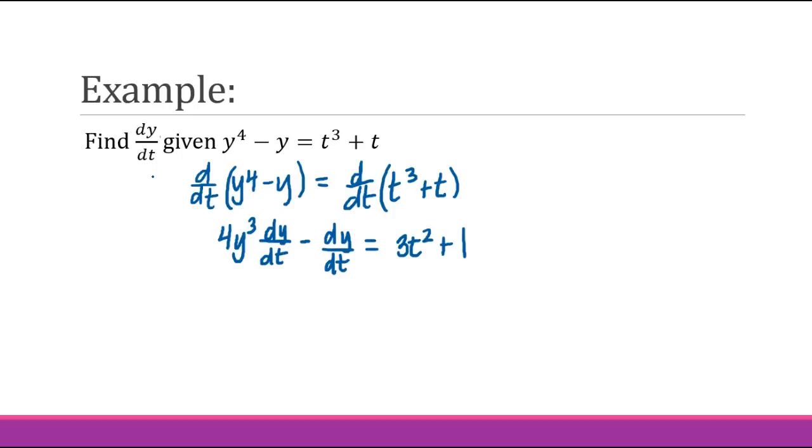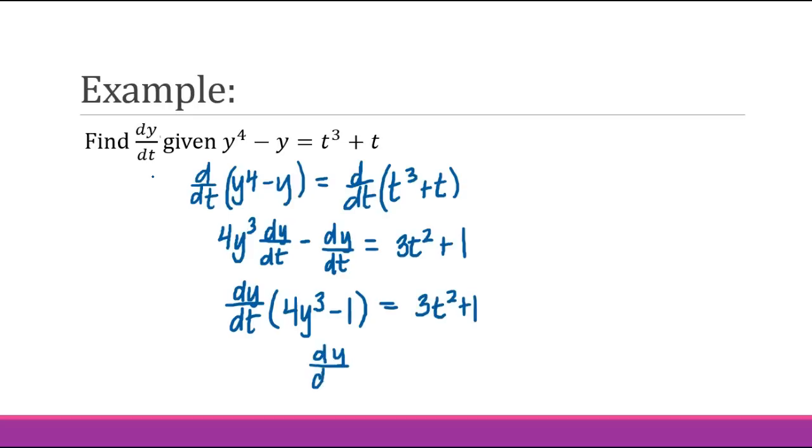And now we want to isolate dy/dt, so we need to factor it out of both terms here. So dy/dt is factored out, and what we have left is 4y cubed minus 1 equals 3t squared plus 1, making the final answer, dy/dt, equal to 3t squared plus 1 over 4y cubed minus 1. So there is my derivative, my dy/dt.